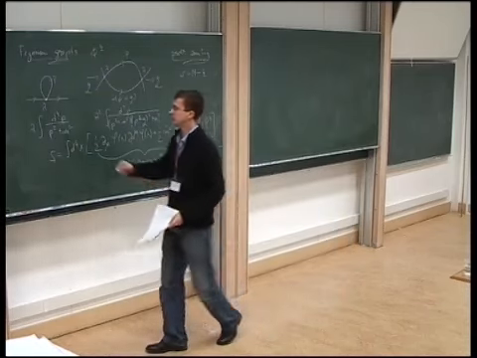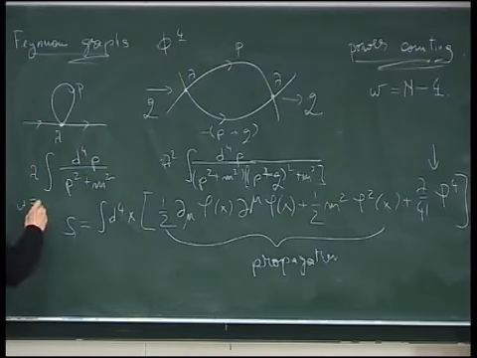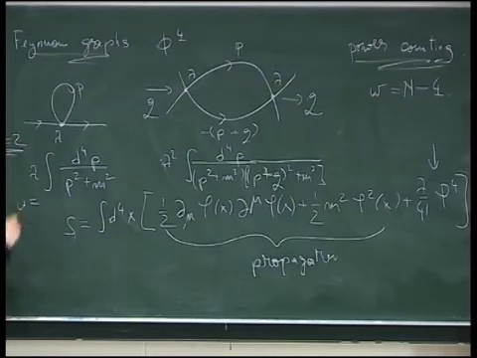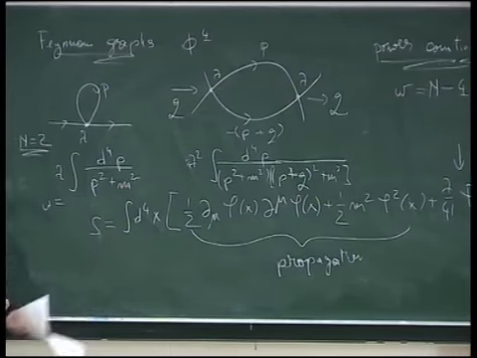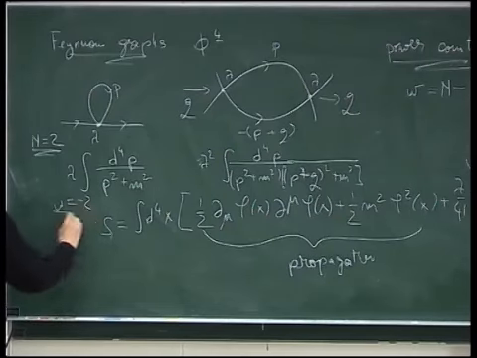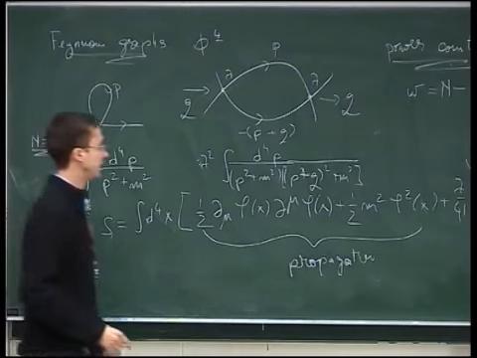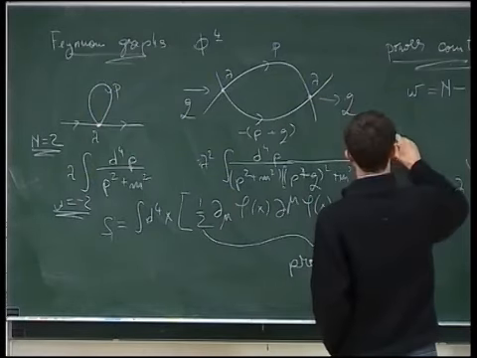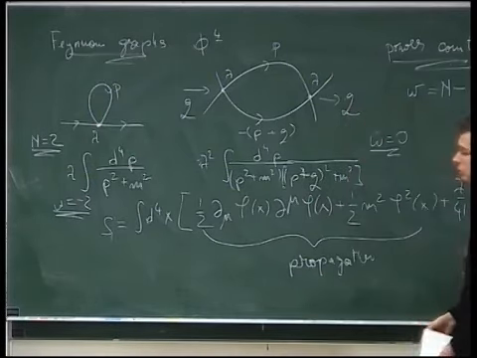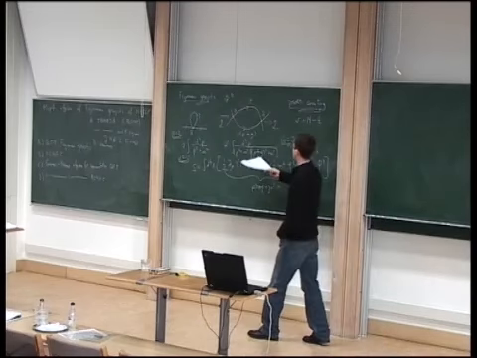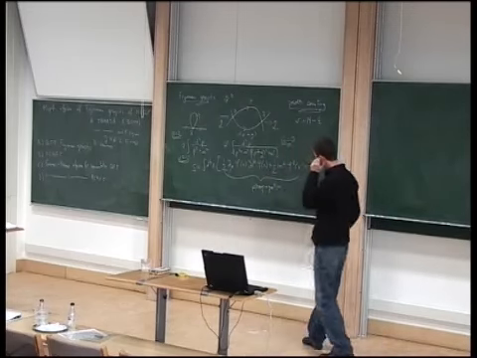So for example, here, the number of external legs is equal to 2. So this power counting will give us the result minus 2, which shows us that this integral is divergent, as one can directly check. And here, this power counting leads to a superficial degree of divergence equal to 0, which shows also a logarithmic divergence of the integral.